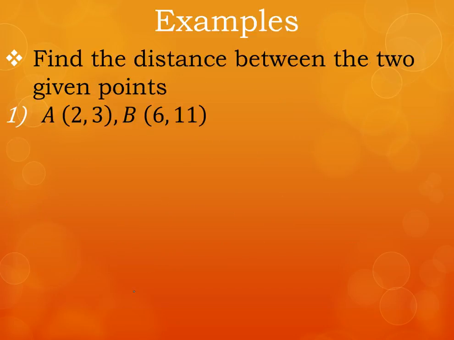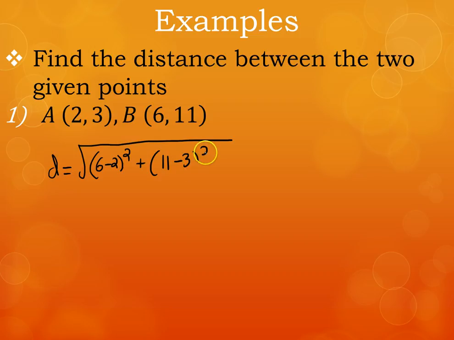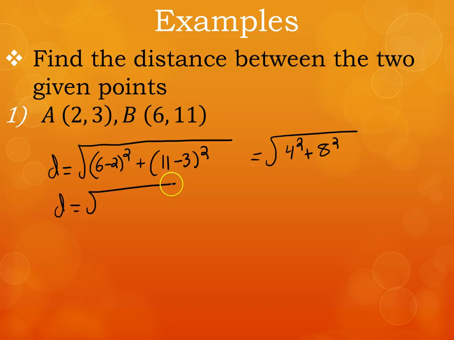So we want to find the distance between two given points. A is 2, 3, B is 6, 11. So distance would equal the square root of our x's squared, so 6 minus 2 squared, plus our y's squared. 6 minus 2 is 4, so we'd have 4 squared. 11 minus 3 is 8, so we'd have 8 squared. And then 4 squared is 16, 8 squared is 64, so we have the square root of 80.